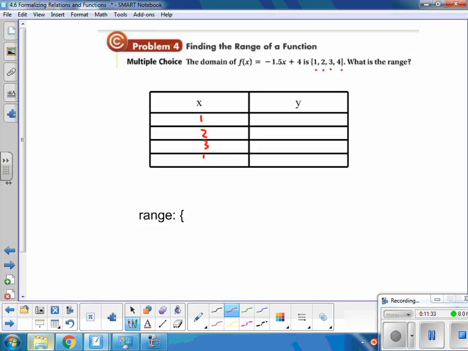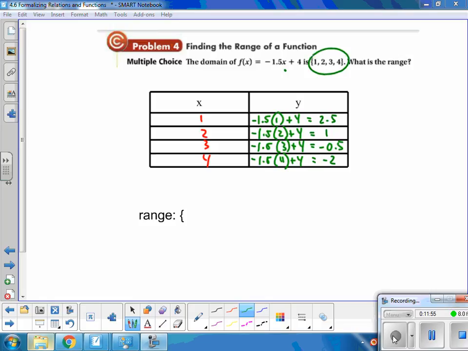So when you guys have built those t-charts, anytime you put something in the x value, you're actually creating the domain. And now we're going to do the range, which means I'm going to calculate those. Let me pause it and calculate those out. All right, when I substituted in my 1, 2, 3, 4 into my equation, so once I've substituted my domain in, I was able to find my range, which is these guys. So my range is 2.5, 1, negative 0.5, and negative 2.